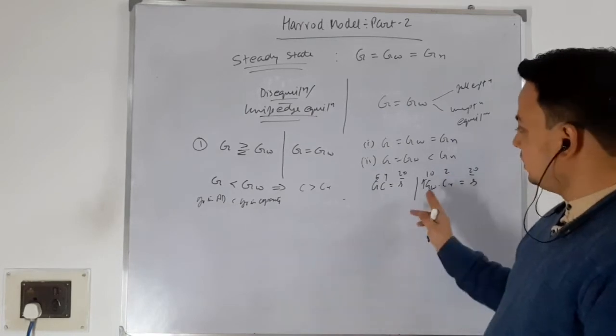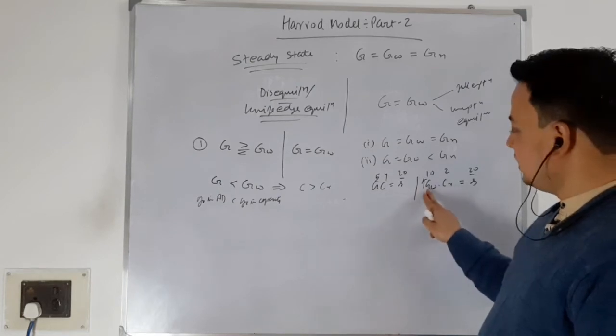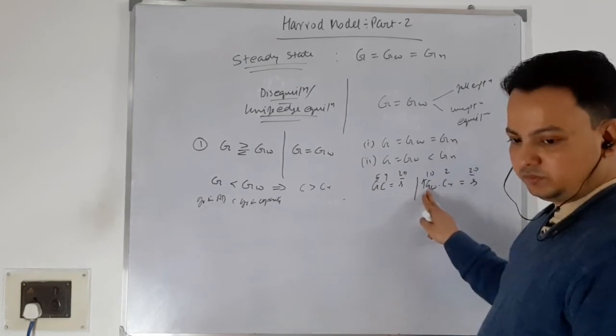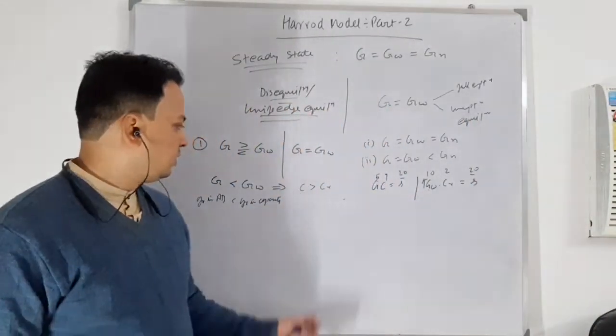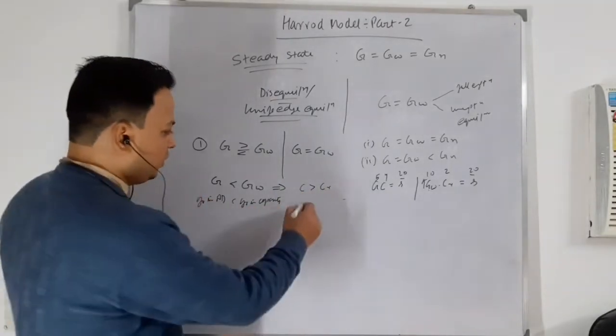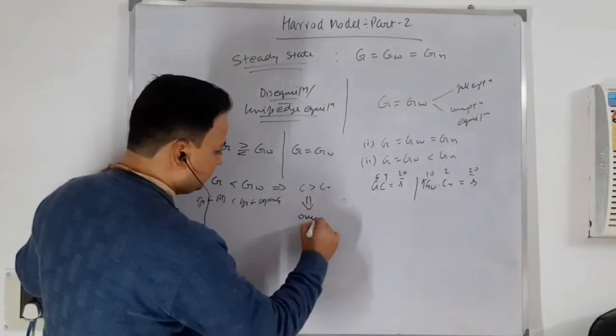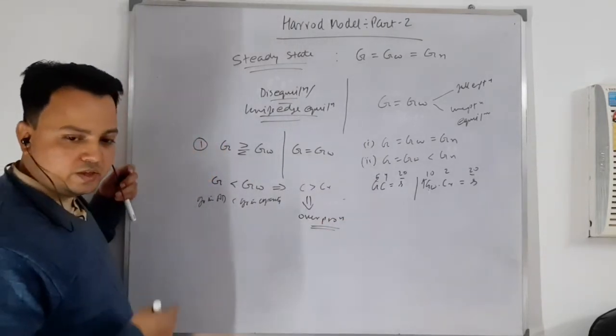Actual capital stock in the economy is 4, but the requirement is only 2. Why? Because the actual growth rate in the economy, or growth rate in demand, is less than the growth rate in capacity output. Then there is overproduction in the economy. When you have more capital in stock than what is required, the economy will have overproduction.